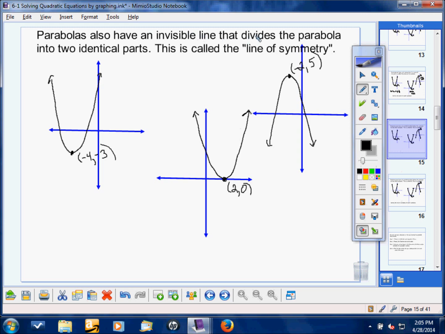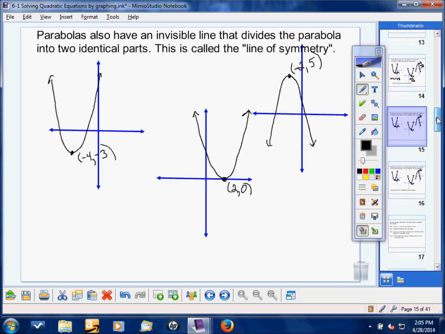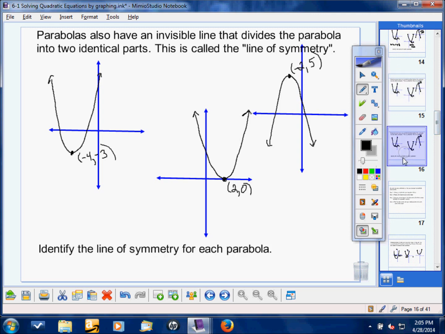Parabolas also have an invisible line that divides it into two identical parts. Here's your symmetry, Julia. Every parabola is what we call symmetric. So if you drew a line down the center of any parabola, you could fold that parabola over and it would be a mirror image of each other. So what we need to be able to do is identify the lines of symmetry. Now this is a little bit harder, but not much.